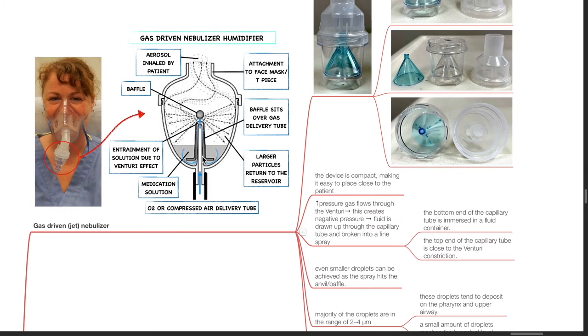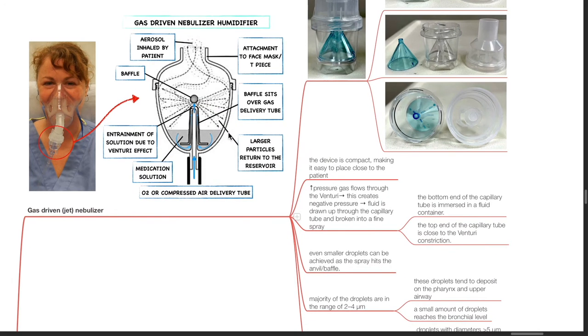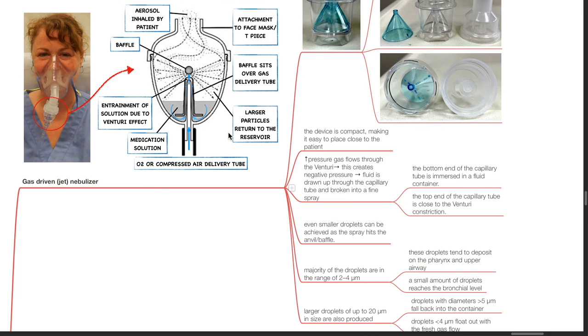Majority of the droplets are in the range of 2 to 4 micrometers. These droplets tend to deposit on the pharynx and upper airway. A small amount of droplets reaches the bronchial level. Larger droplets of up to 20 micrometers in size are also produced.